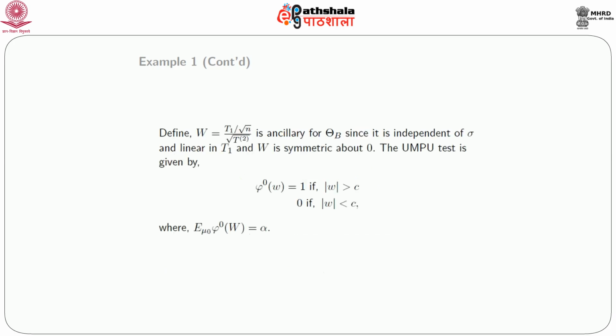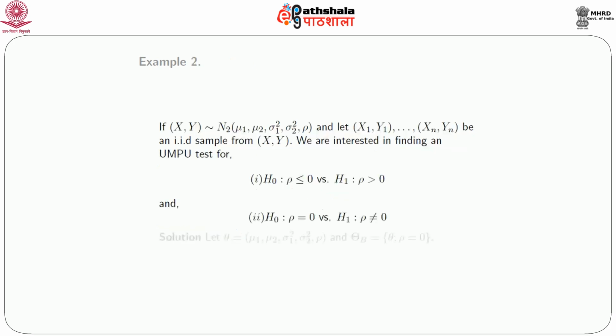Define W equal to T1 by root n divided by root over of T2, and it is ancillary for Θ_B since it is independent of sigma and linear in T1, and W is symmetric about 0. The UMPU test is given by φ0(W) equal to 1 if |W| greater than c, equal to 0 if |W| less than c, where the expectation of φ0 under mu naught is equal to alpha.